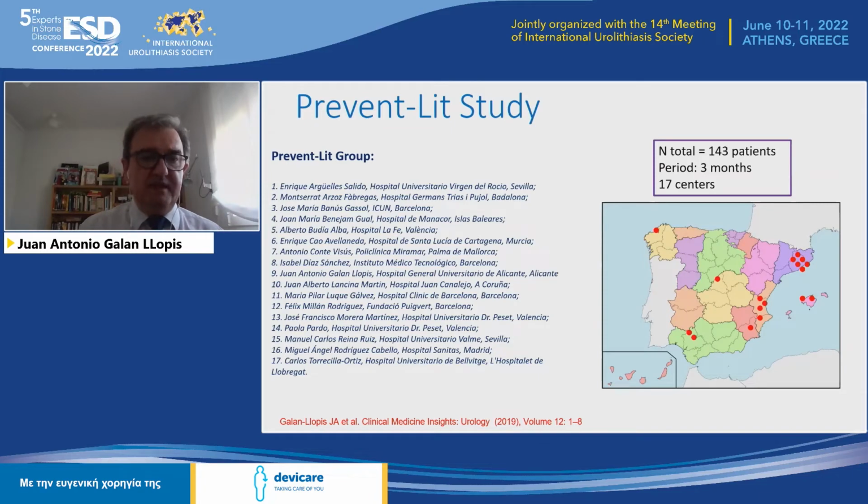So let me please start with what we call the PreventLead study. That was a study that was designed in order to evaluate the utility of the LEAD Control pH meter in lithiasis patients' management with nutraceutical manipulation of pH. 17 different centers in Spain gathered 143 patients who were followed up for 3 months.